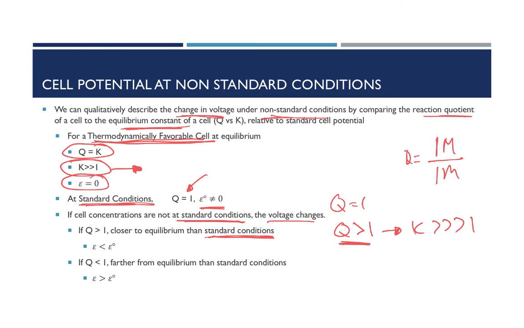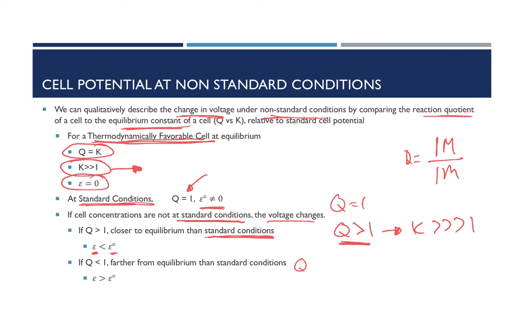Okay. From our previous study, we know that if we're getting closer to equilibrium, we can do less work. Or in other words, in terms of voltage, we can have less voltage. So the voltage of our cell is going to be less than the standard voltage.